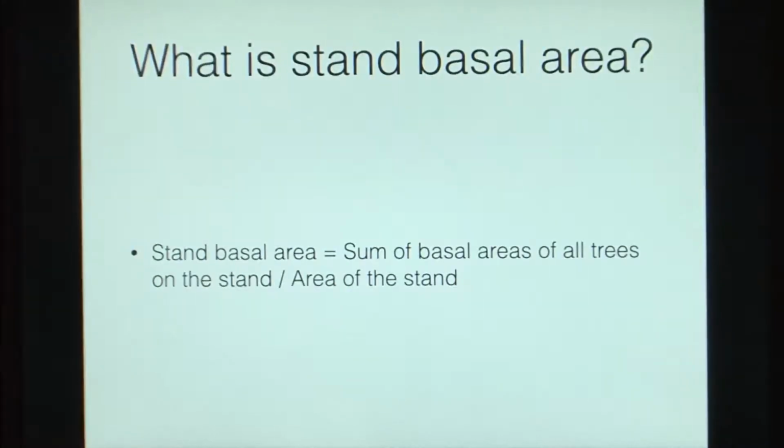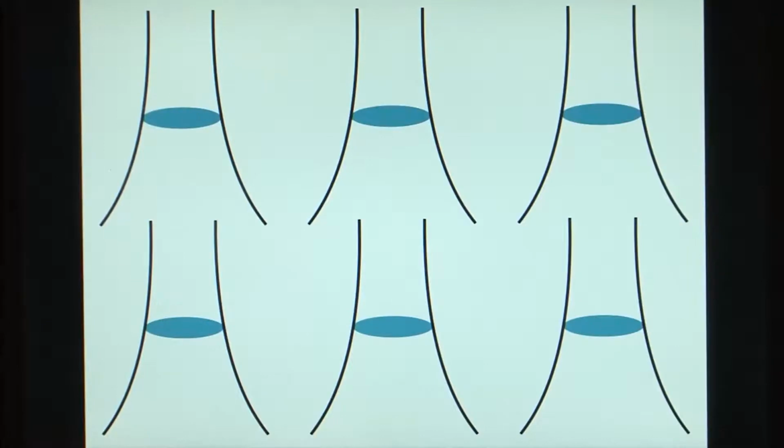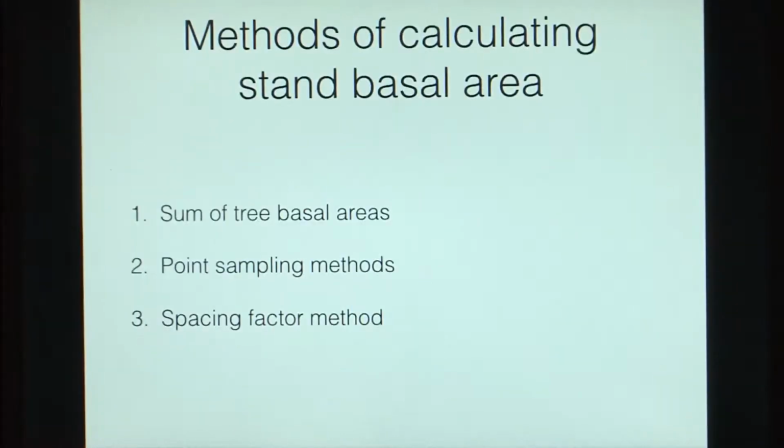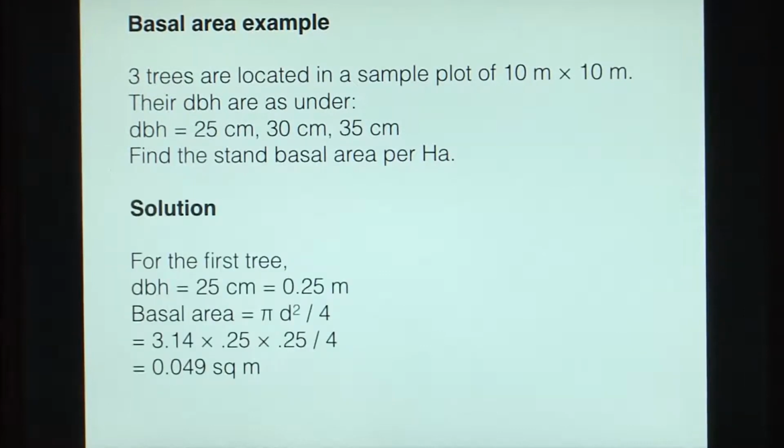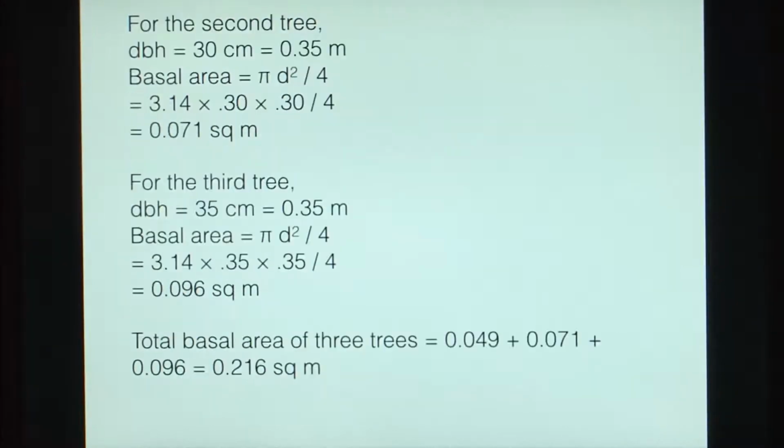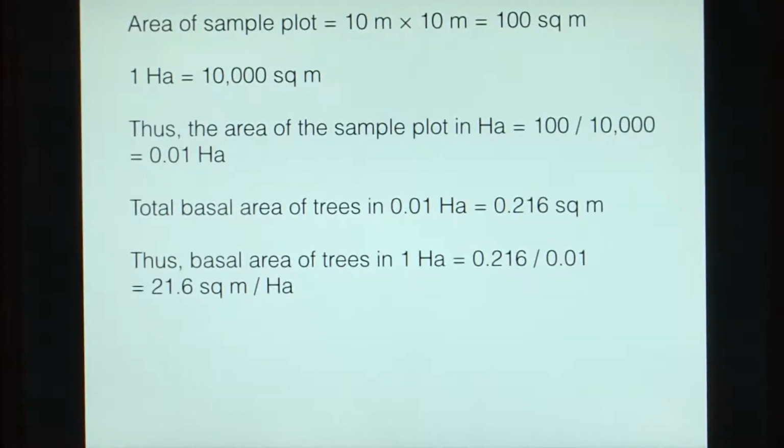Now, in the case of a stand basal area, it is the sum of the basal areas of all the trees that are there in a sample plot divided by the area of that sample plot, and it is represented in meter square per hectare. So, there are three methods of calculating stand basal area. We can do a sum of the tree basal areas, we can use point sampling methods, or we can go for a spacing factor method. So, we first looked at this summation method, in which case we find out the basal areas for all the trees that are there in the area, then we add them up to get the total basal area, and then divide by the area of the sample plot to get the basal area of trees per hectare.